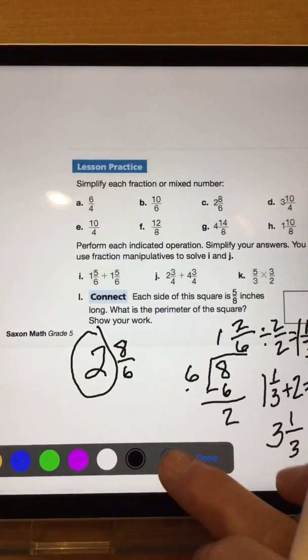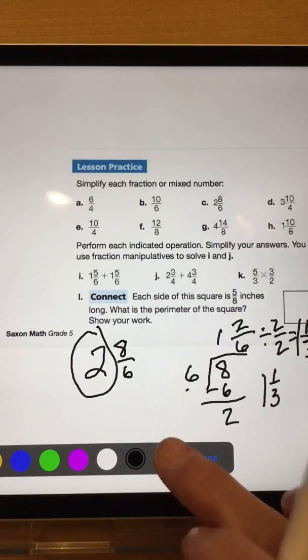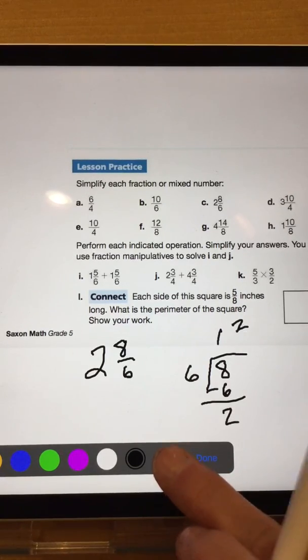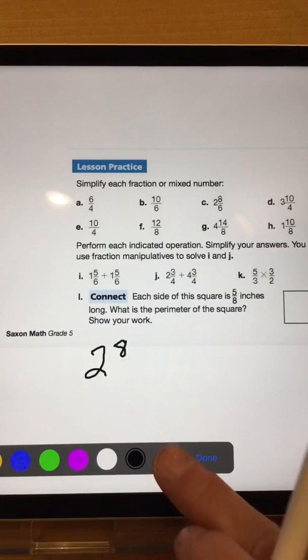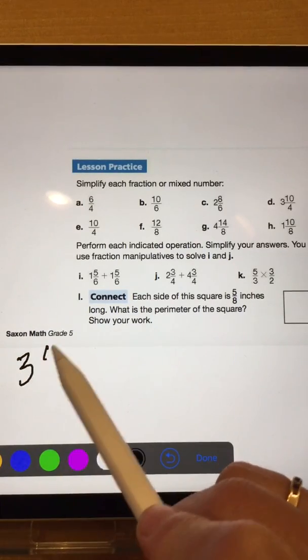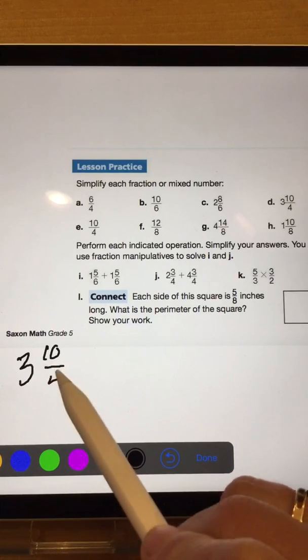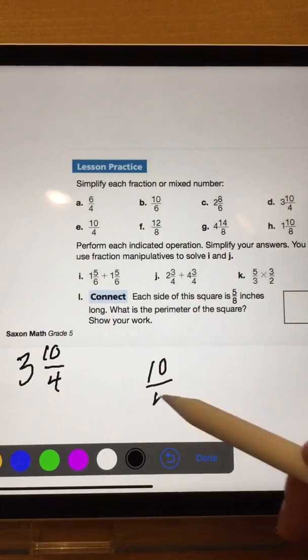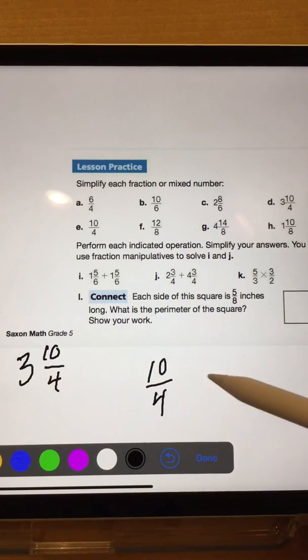All right. Our next problem, we are going to divide 3 10/4. So we know that we will divide the 10 by 4, right?